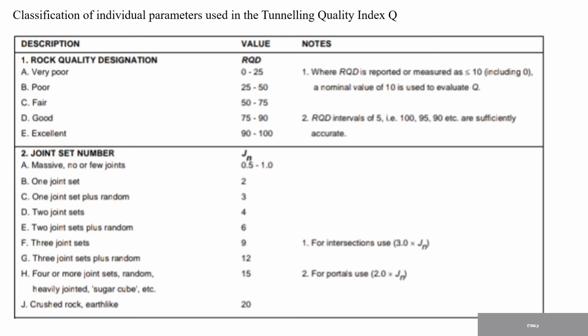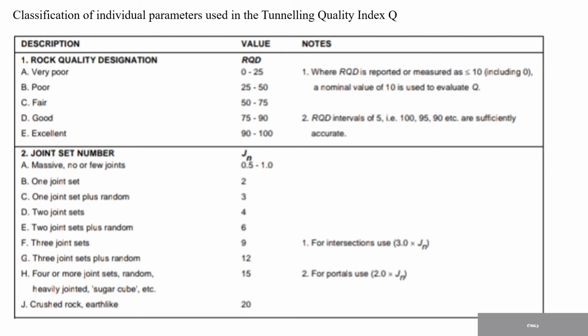Classification of individual parameters used in the tunneling quality index. If RQD is 0 to 25, then it is very poor. If RQD is 50 to 75, then it is fair. If RQD is 90 to 100, then it is excellent. When RQD is reported as less than or equal to 10, a nominal value of 10 is used to evaluate Q.